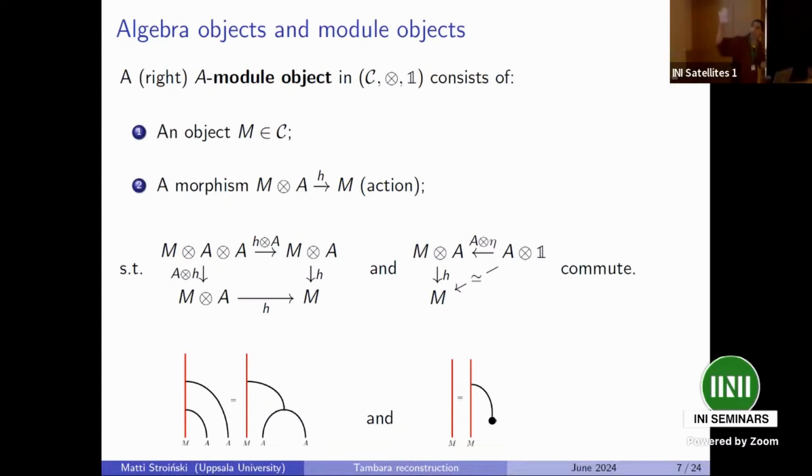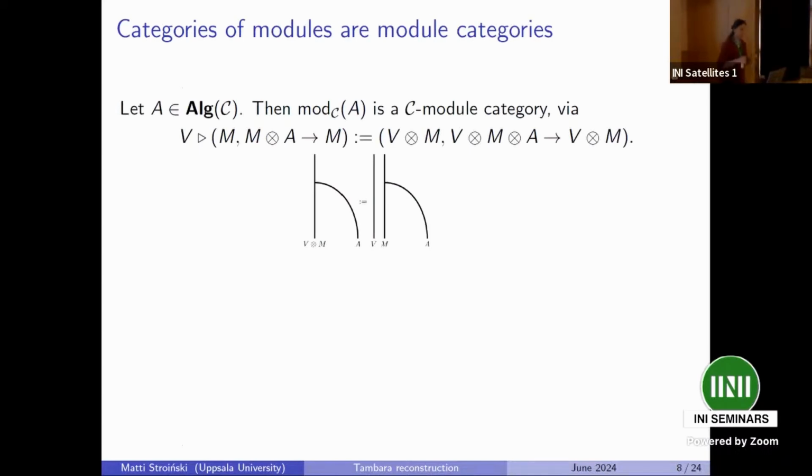And I can again form these commutative diagrams, which are supposed to commute, and the string diagrams, which also encode the same conditions, where instead of a join, I should consider the merge of A into M. And then, if I have an algebra object, I can consider the category of all right module objects over A. And this is a C module category. So the slogan being: categories of modules are module categories.